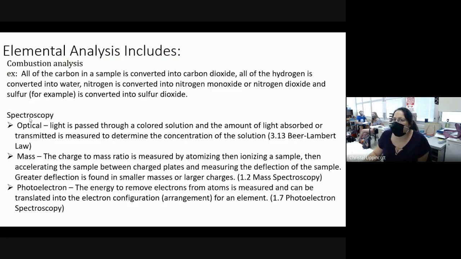You can also use spectroscopy, which is optical, where we pass light through, and we'll use the Beer-Lambert law to do that. We'll get into that later on this year. You actually do a couple labs with the spec devices that we have where you're using this Beer-Lambert law. You can use mass spec, which we talked about last week in terms of 1.2. And then there's photoelectron spectroscopy, which we will get into in 1.7 in the next coming days.